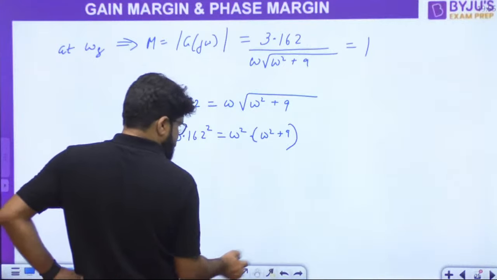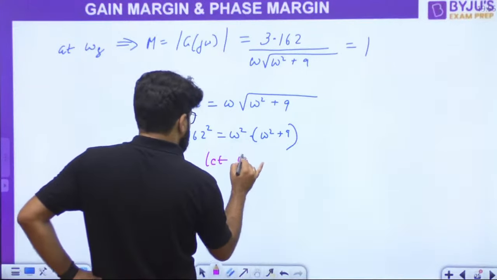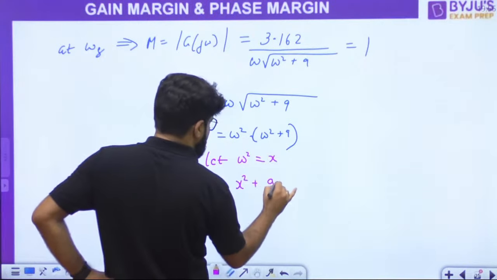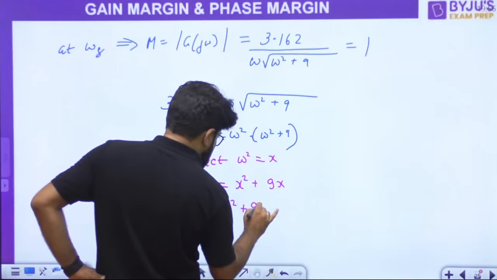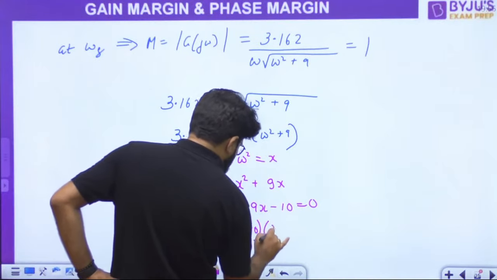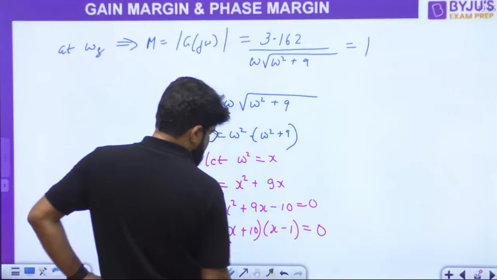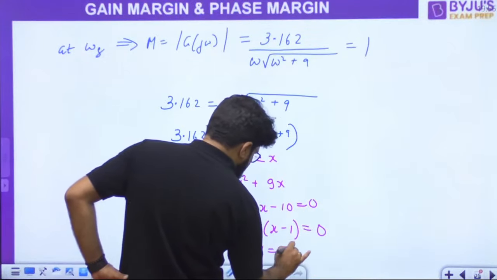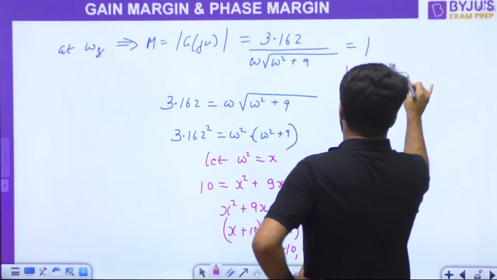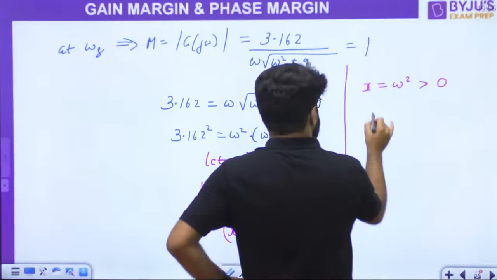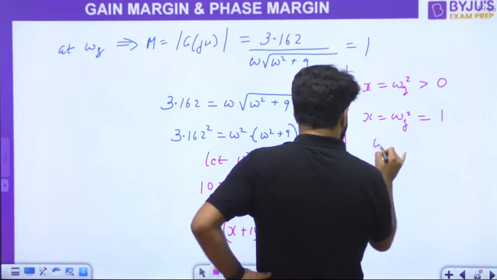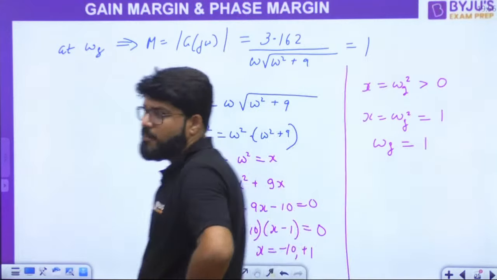Let us simplify: put omega square equal to x. So 10 is equal to x into x square plus 9x, or you have x square plus 9x minus 10 equal to 0. It can be factorized easily. x plus 10, x minus 1 equals 0. Correct? So x is equal to minus 10 or plus 1. But what is the value for x? x is square of omega, so it should be positive. So omega g square is 1, so the value of omega g is 1. It should not be minus 10; a square cannot be negative.